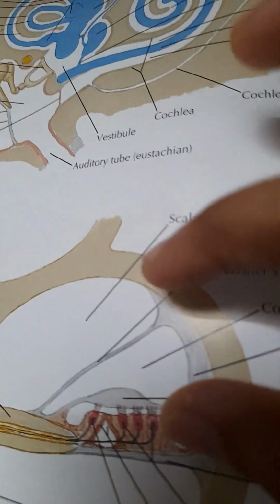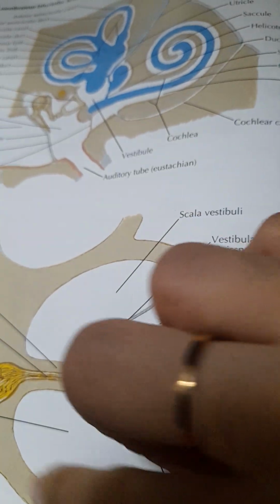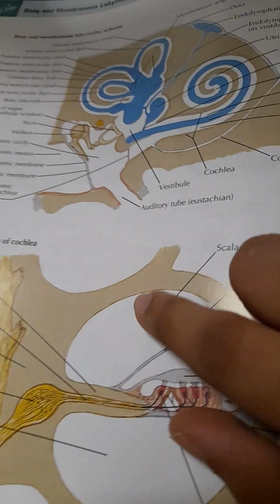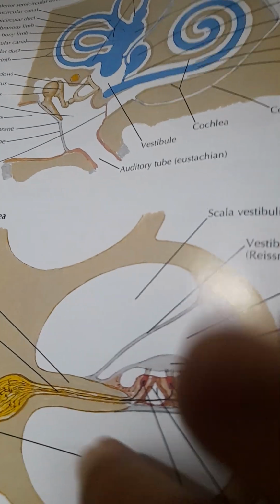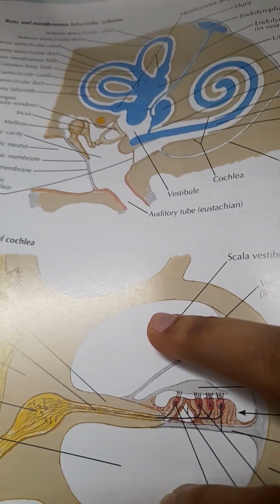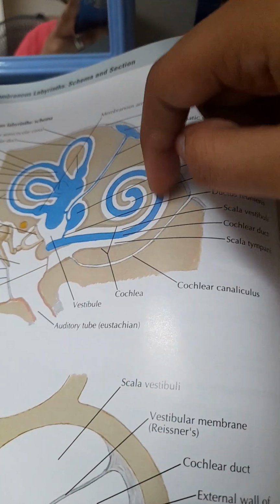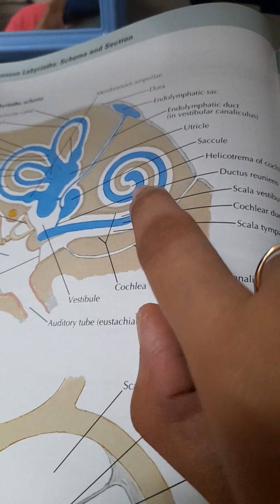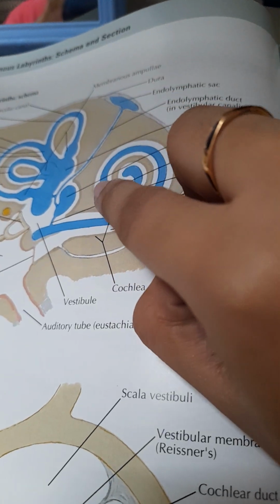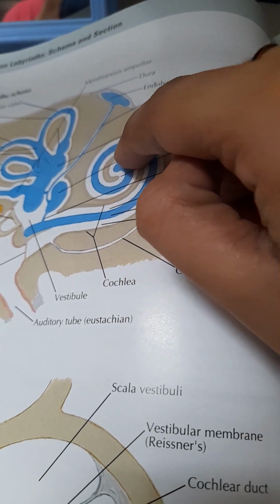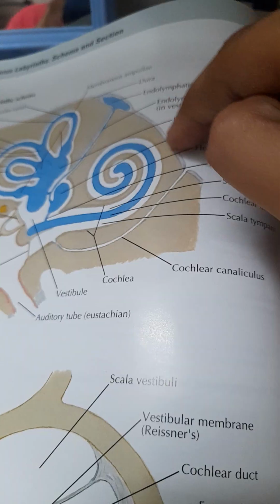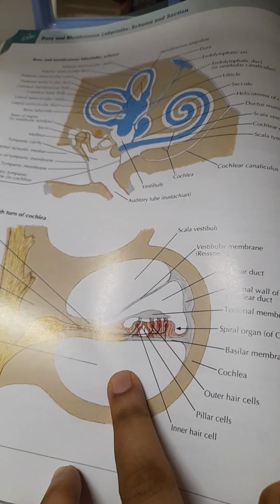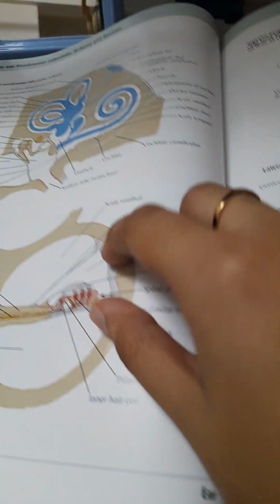So this part is what we need to focus on, because both the scala vestibuli and the scala tympani are going to have the same fluid. How is the flow going to be? The fluid goes up like this, comes all the way here, and then moves back into the helicotrema, and then it fills the scala tympani as well. So this is the part that we need to focus on.